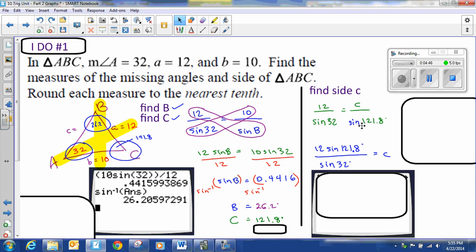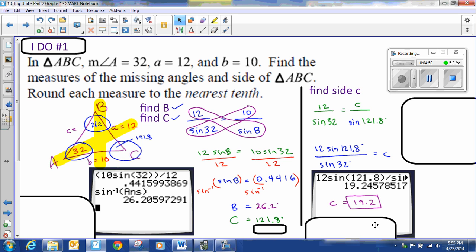Once you get this set up, it's pretty easy from here. You just solve algebraically. And we end up with 12 sine 121.8 all divided by sine 32. Plug that in the calculator, and we end up with 19.2. So side C is 19.2.